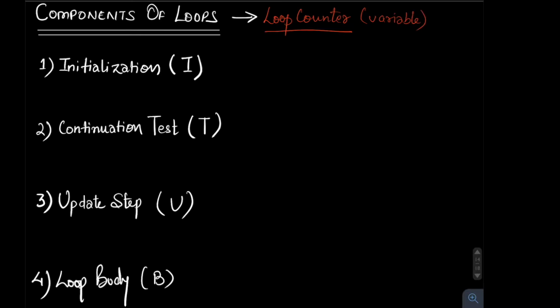Now we'll go through step by step what each component is. The first step is initialization. Initialization is basically initializing the loop counter. It can be very trivial, like int x equals 5, where x is our loop counter and we are assigning a value 5 to the loop counter.